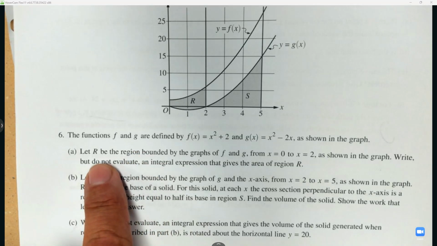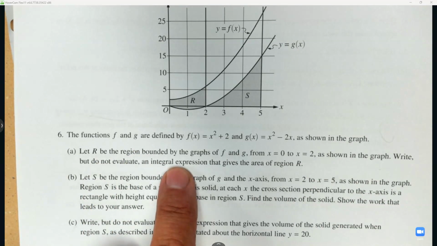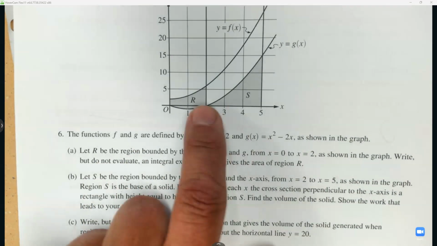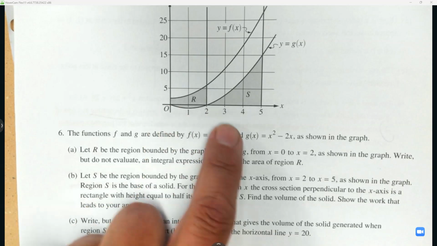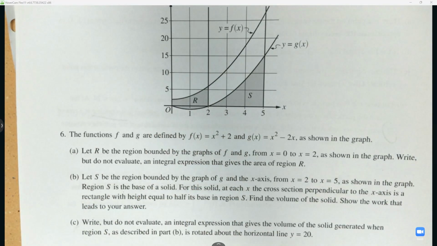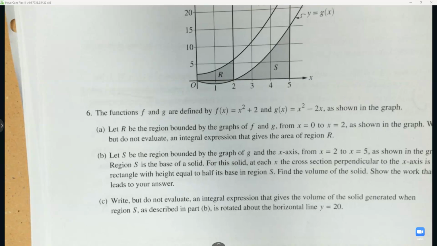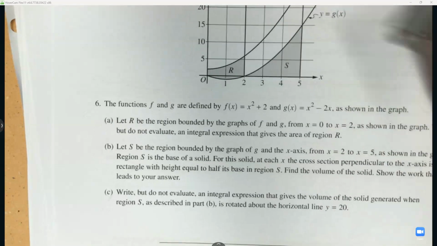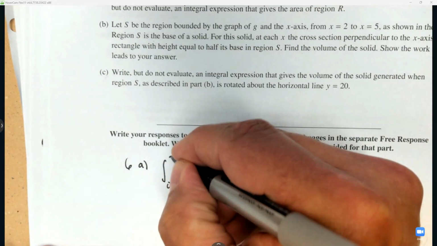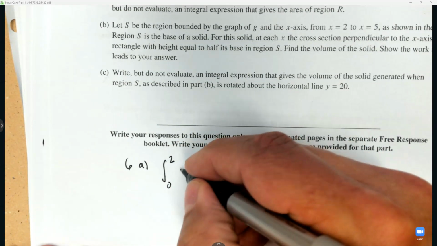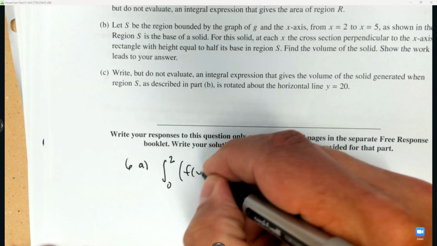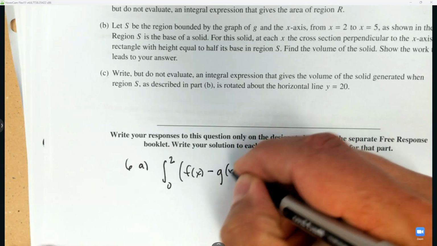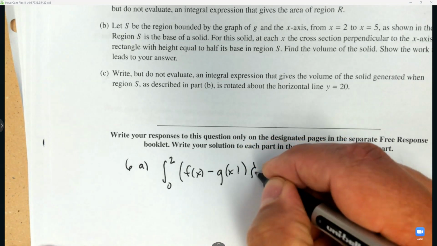And it says, write but don't evaluate an integral expression that gives the area for R. So our bounds go from 0 to 2. So we're going to integrate from 0 to 2, and then we're going to go top, subtract bottom. So the top for R is f of x, subtract the bottom, which is g of x, and that's it.